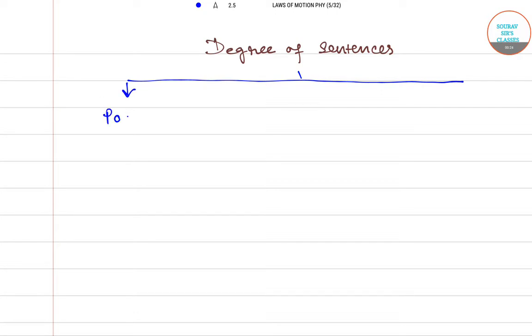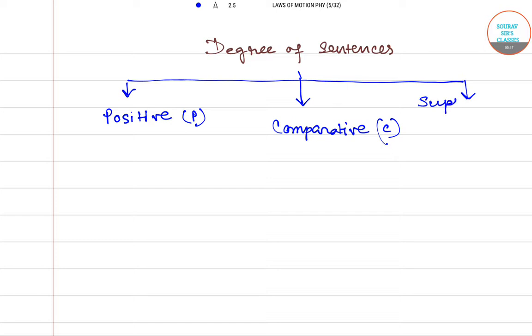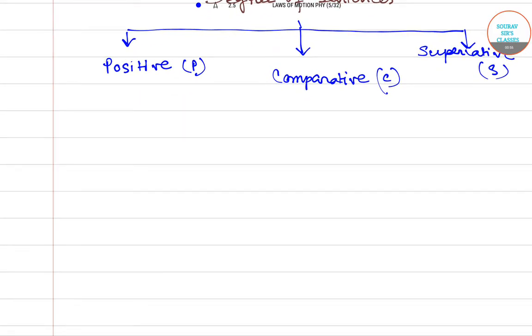First one we call is positive, that we can also denote as P. Second one is comparative, that is C, and the third one is superlative, that is S. Now for example, I just want to show you something, suppose a positive sentence first.